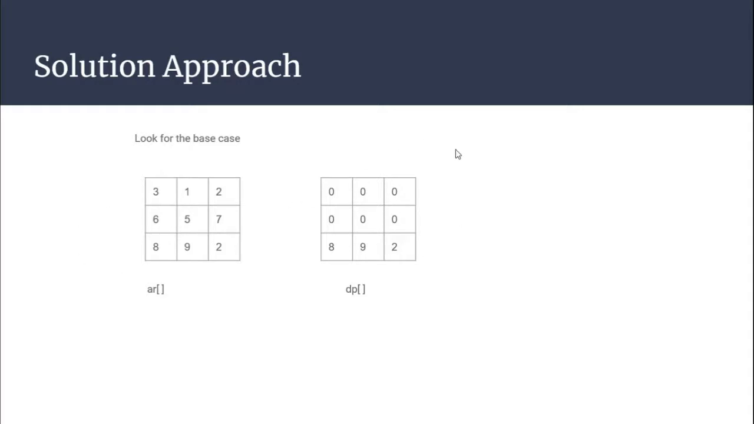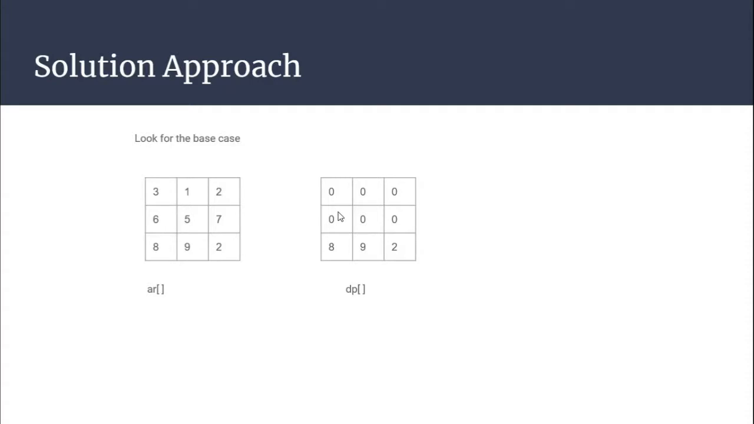For this problem, we'll take a DP array of the same size as the input array. We'll initialize the last row same as the input array. Now we'll start filling each row one by one, starting from the second last row. So we'll first fill this and then fill this. So first let's fill this cell.